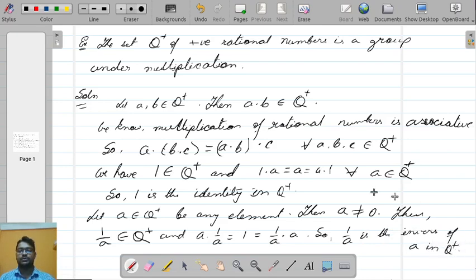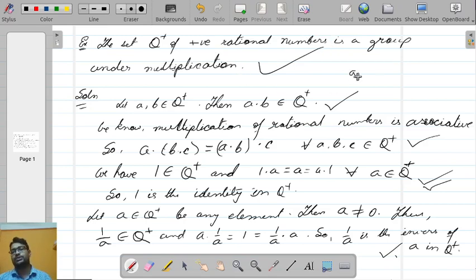Okay, so we have verified all properties: the closure property, the associative property, the existence of identity, and the existence of inverse. Any element in Q plus will have its inverse. Thus the set Q plus is a group with respect to multiplication. If your question is to show that Q plus is a commutative or abelian group under multiplication, you just need to add the extra property that multiplication of rational numbers is commutative.